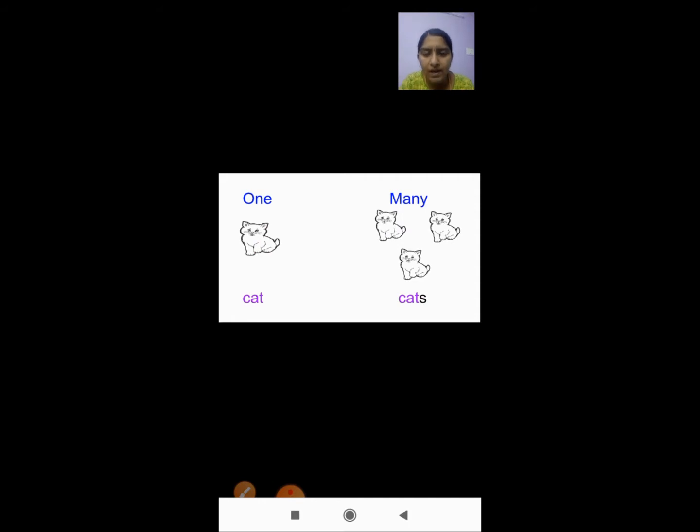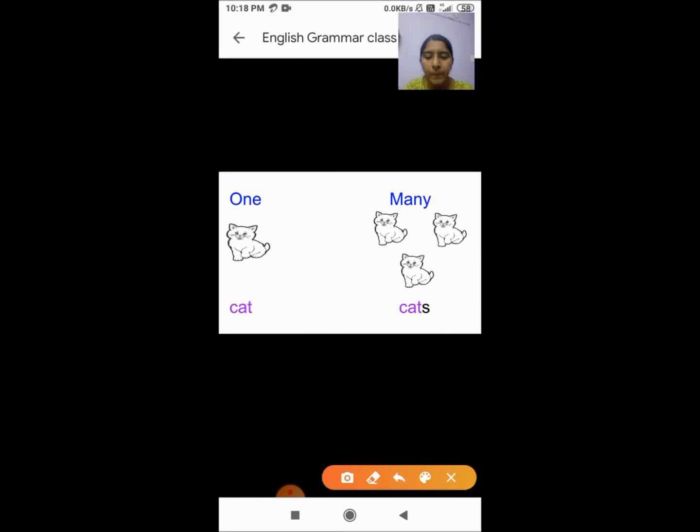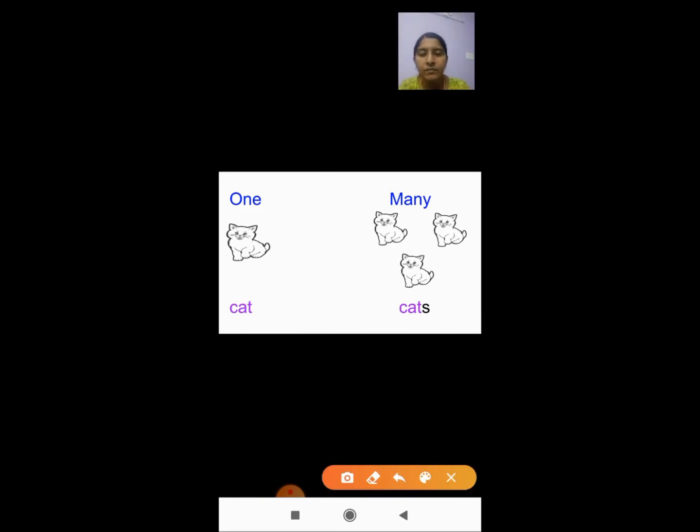First picture, you can see a cat. Only one cat is there. If you are having only one cat, then it is called one cat, C-A-T, cat. Similarly, if you have more than one, you can count it here. How many cats are here? 1, 2 and 3. So 3 cats are there. So we are putting an s here.